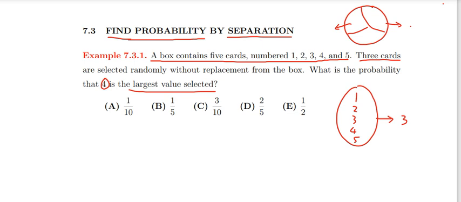So we just split those numbers into parts: less than 4, equal to 4, and larger than 4. So we split into these 3 parts. Okay, so totally, how many ways? From 5 pick 3.